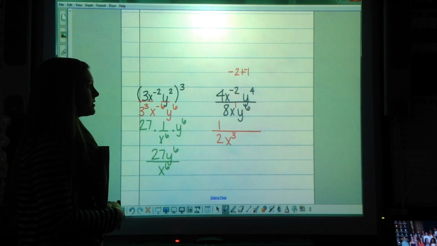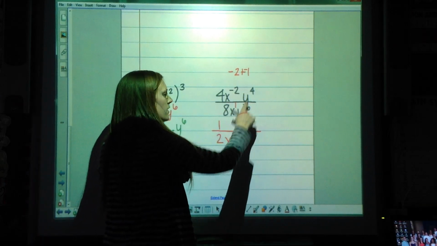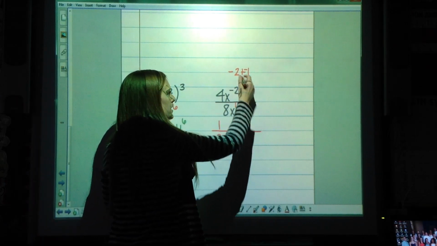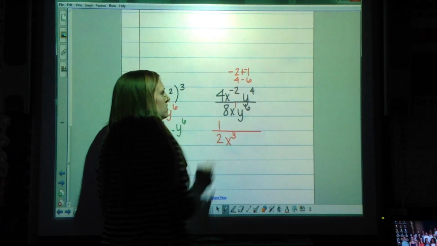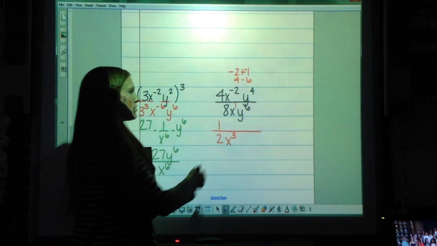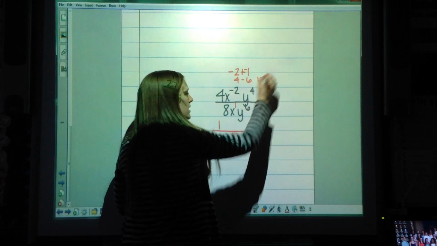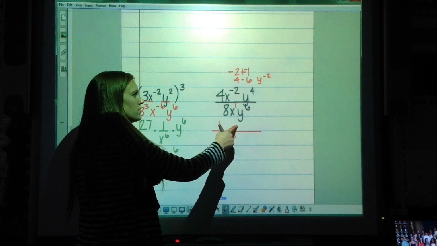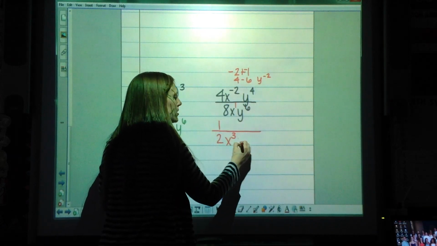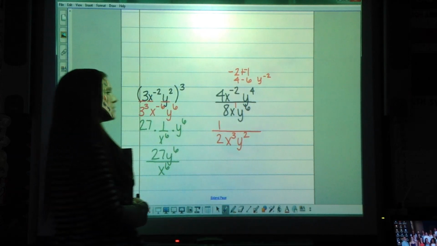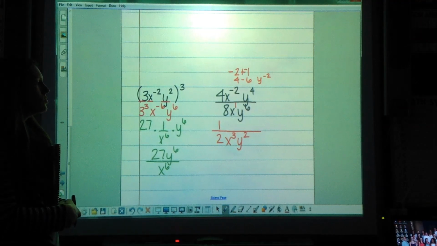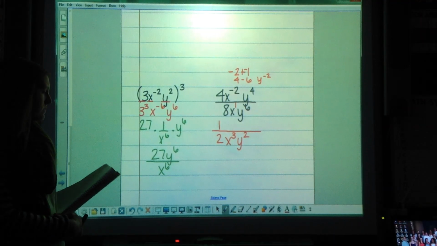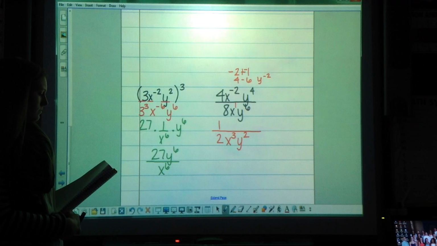Now with the y's, they're dividing, so I'm going to subtract 4 minus 6. 4 minus 6 is a negative 2, so I have y to the negative 2nd power. That's sitting in the numerator right now. Because it's negative, I'm going to put it in the denominator. So my answer is 1 over 2x cubed y squared.